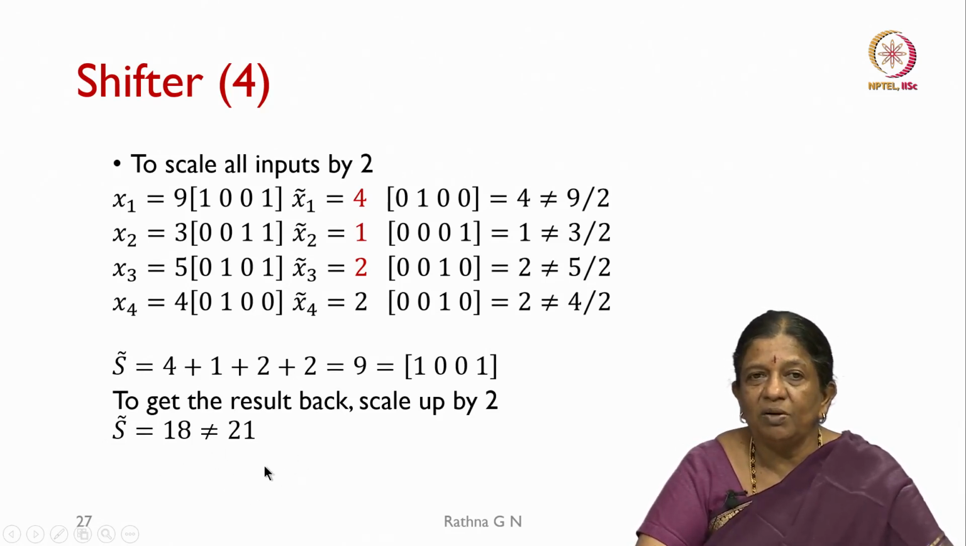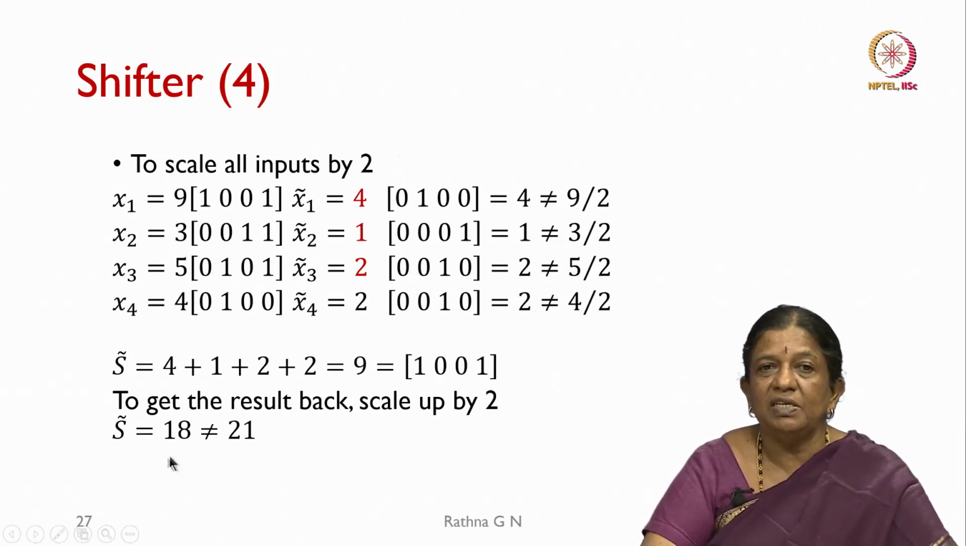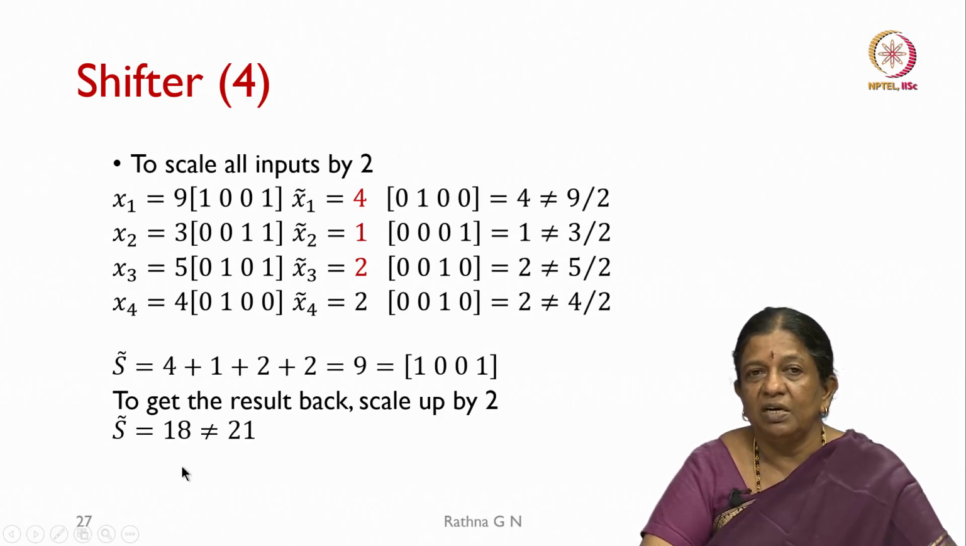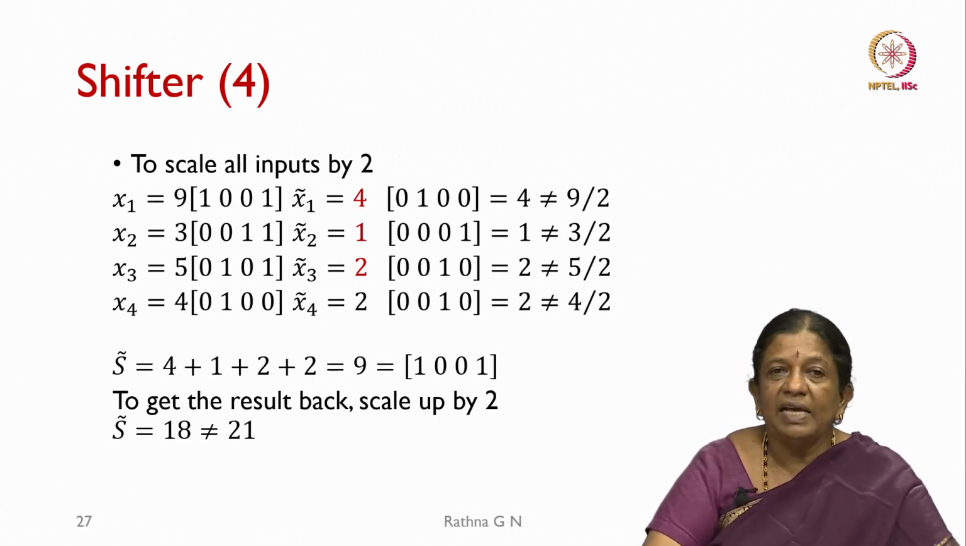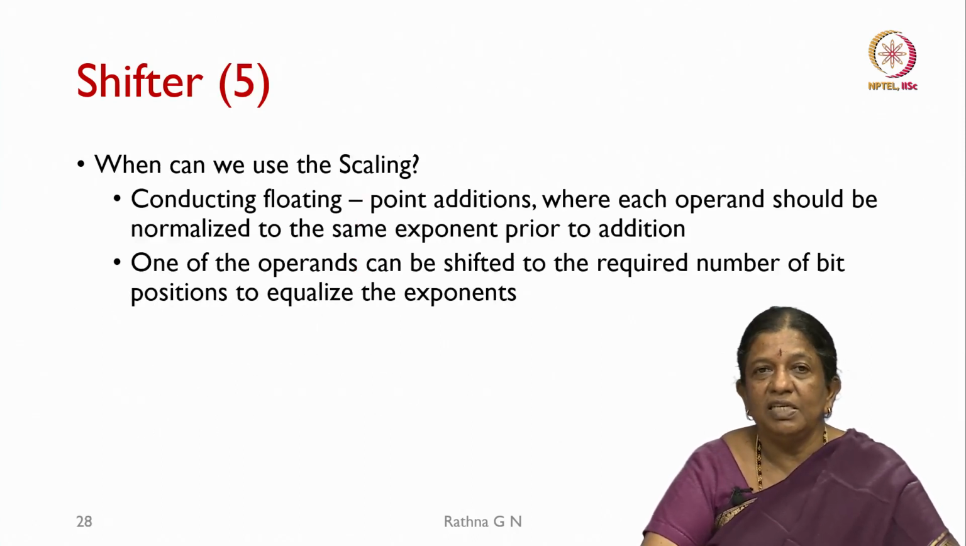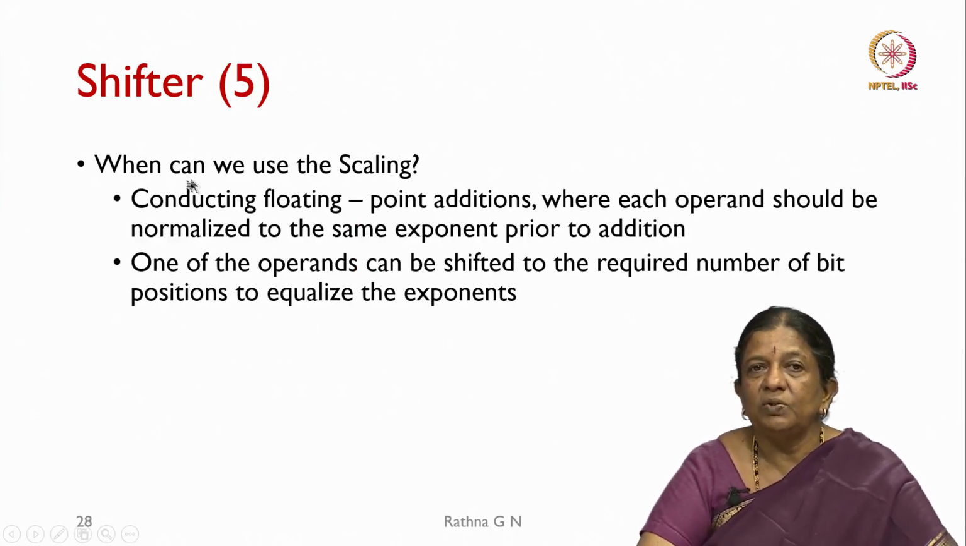If it is not tolerable, then we may have to go for the floating point number representation. Otherwise, if it is within our tolerable errors, usually measured as a signal to noise ratio, we can accept this and go ahead with this processor architecture. So, when can we use the scaling? That is what we said: in floating point additions, when we need to align our exponents, each operand should be normalized to the same exponent.